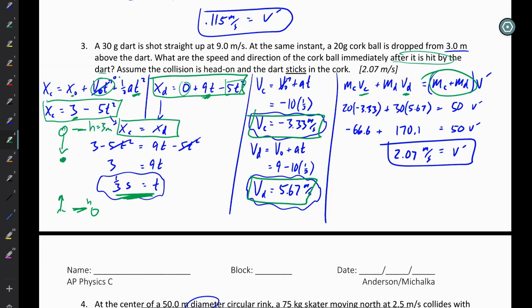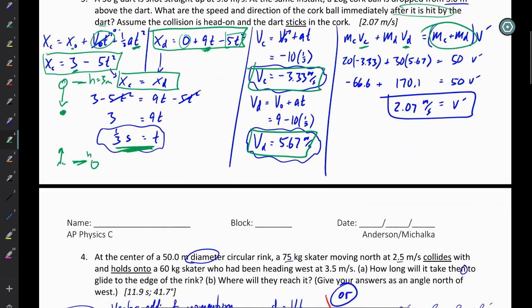And so this is really all about what leads up to the momentum part of the problem. You've got to do a whole bunch of kinematics to figure out where and when they hit, and what their velocities are at that moment. Then you can solve the momentum piece.